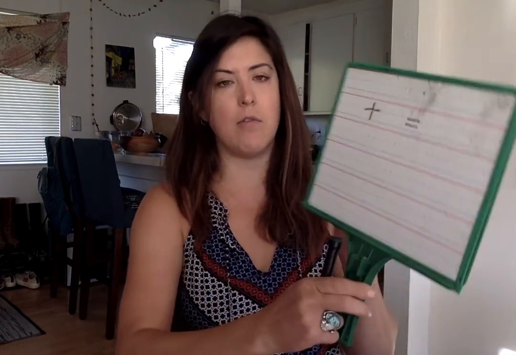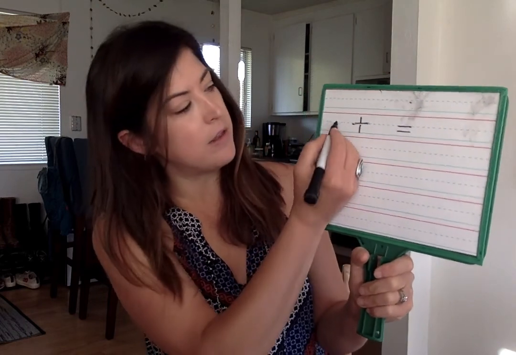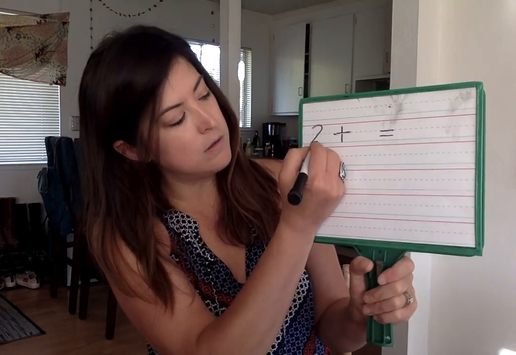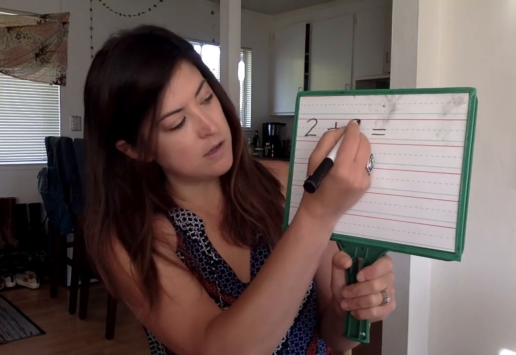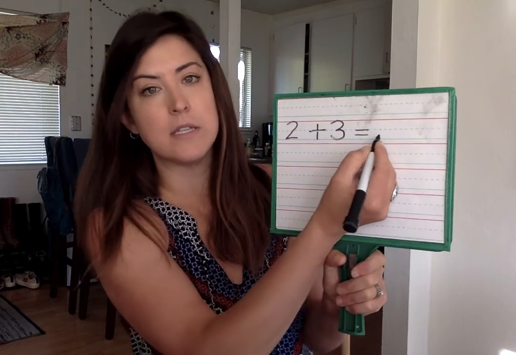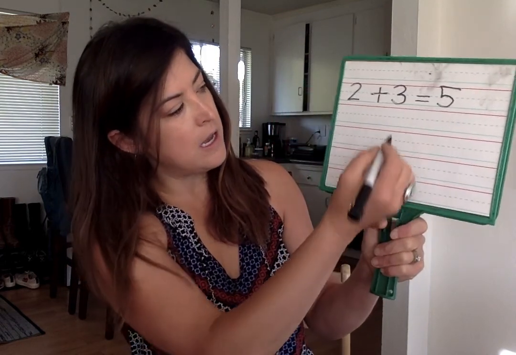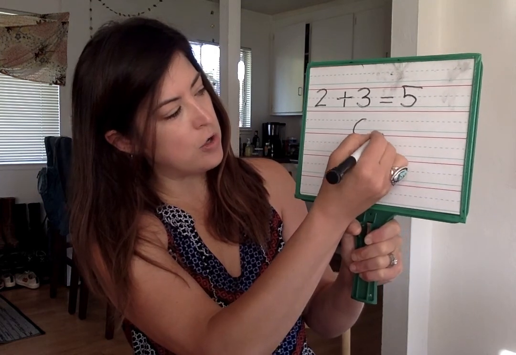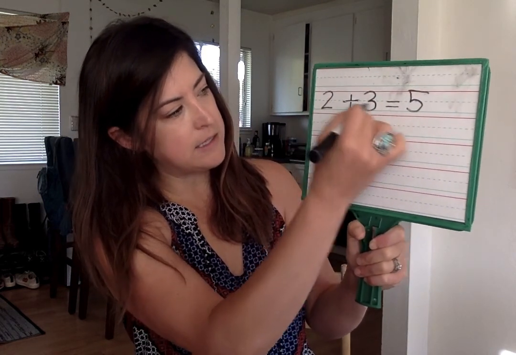So now let's think. What would I write in here? How many gummy worms did I start with? 2. I got more, plus, right, I had 3, and then how many did I have all together? 5. Good.